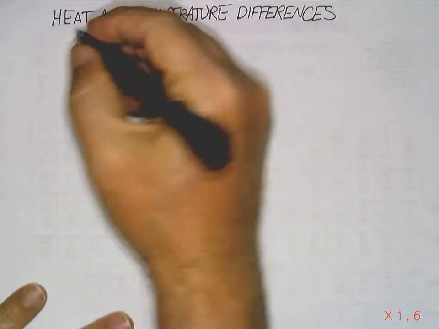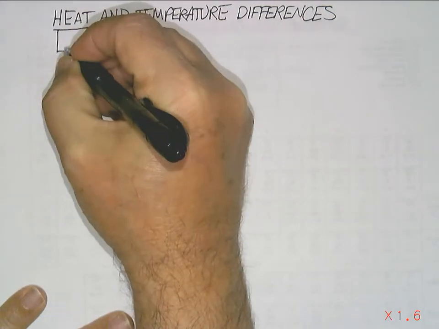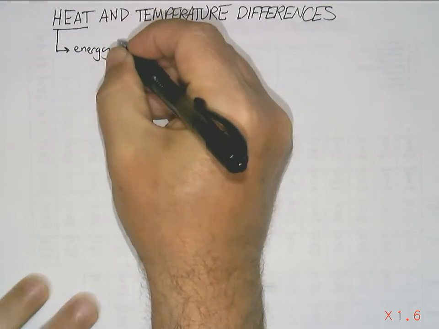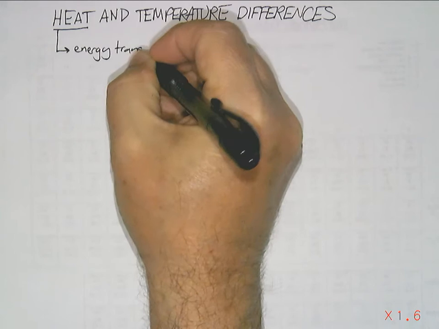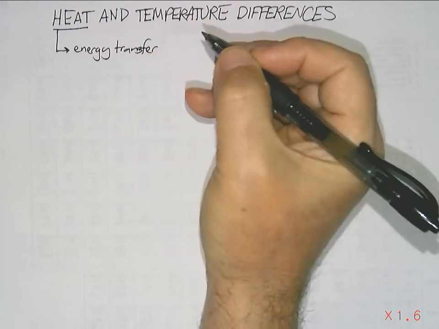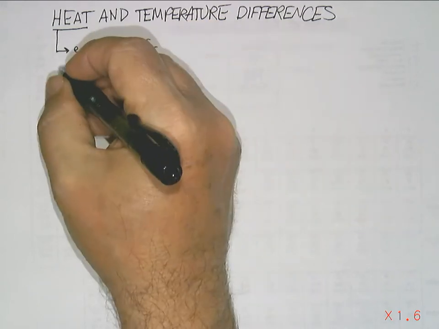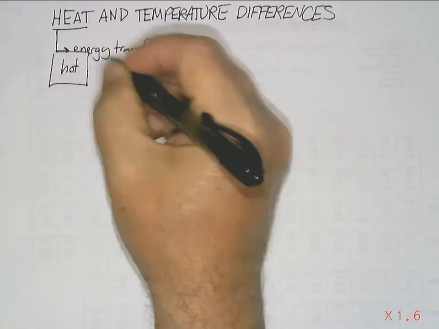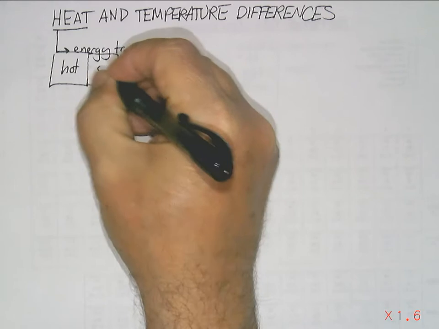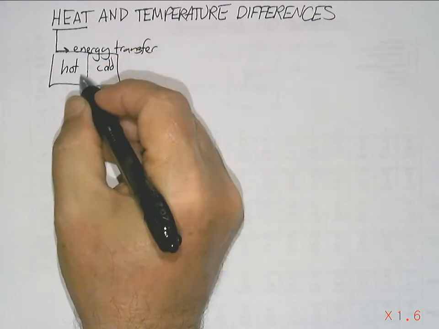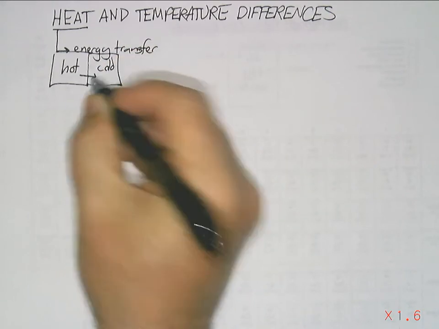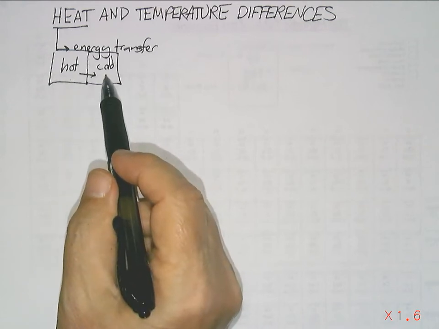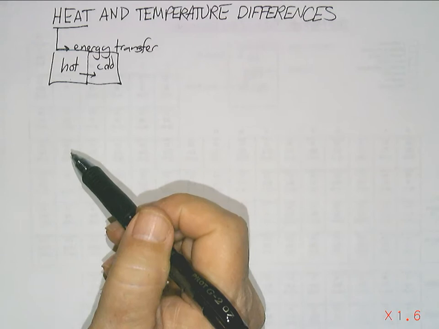In the last video, we defined heat as an energy transfer. It's an energy transfer between a hot object and a cold object. The hot object has more molecular kinetic energy. Its molecules are moving faster. They collide with the slow-moving molecules in the cold object.